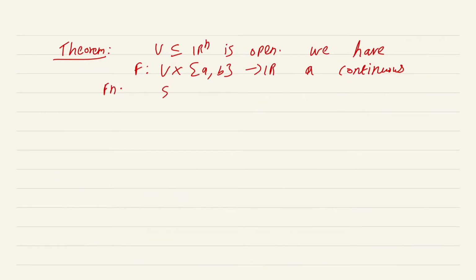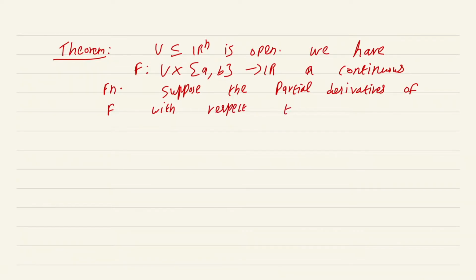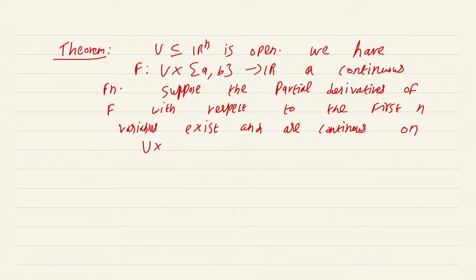Okay, suppose the partial derivatives of f with respect to the first n variables exist and are continuous on U cross [a,b]. So this is essentially just saying that the function's partial derivatives exist with respect to the variables coming from U. So in some sense, this function is differentiable when treated as a function of U. Okay, so each partial derivative will define a function from U cross [a,b] to R. That function should also be continuous.